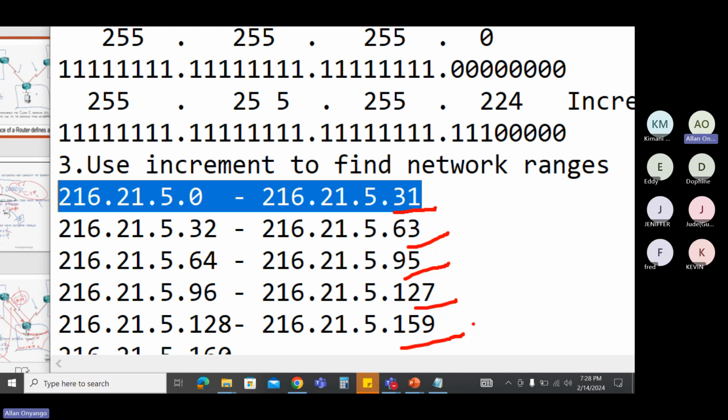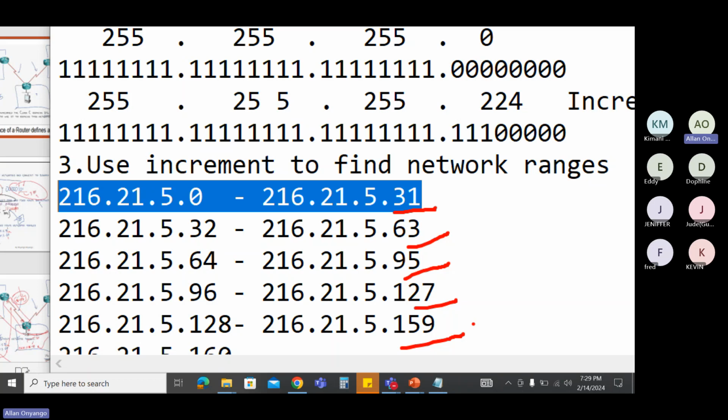Check this out. If 5.0 is not assignable to any device, which one do we start assigning? 5.1. So the first usable IP address is 172.16.21.5.1. Second usable is 5.2. Third usable is 5.3. Tell me this. Last usable? 5.30 is the last usable address because we cannot assign 5.31. Second last usable? 29, isn't it? 29. Very good.